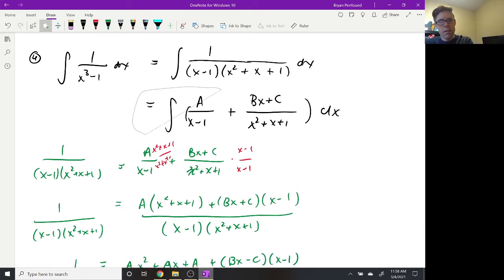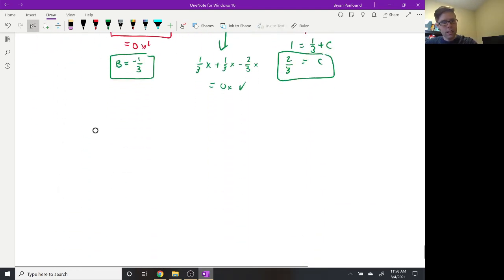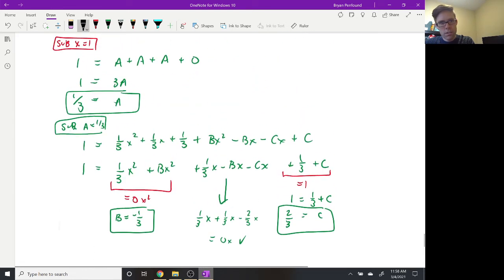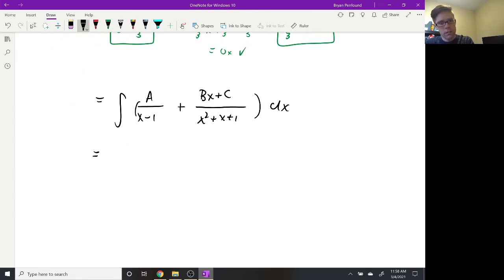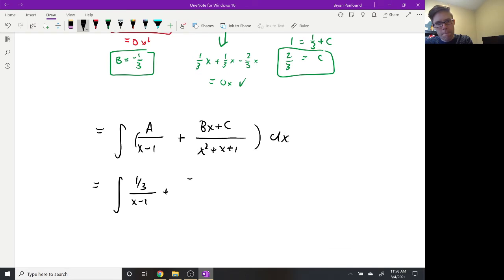Okay, so I'm going to grab this. We're going to fill in those numbers and see what in the heck we get on the other side. Okay, so a was equal to 1/3, so we get the integral of 1/3. b was negative 1/3, and c is 2/3. That's gross.